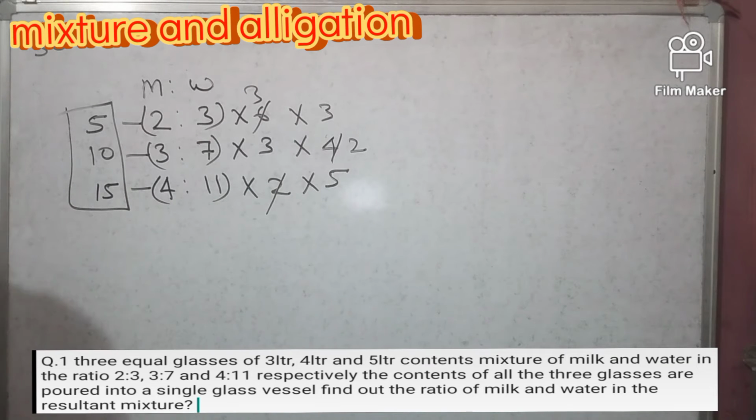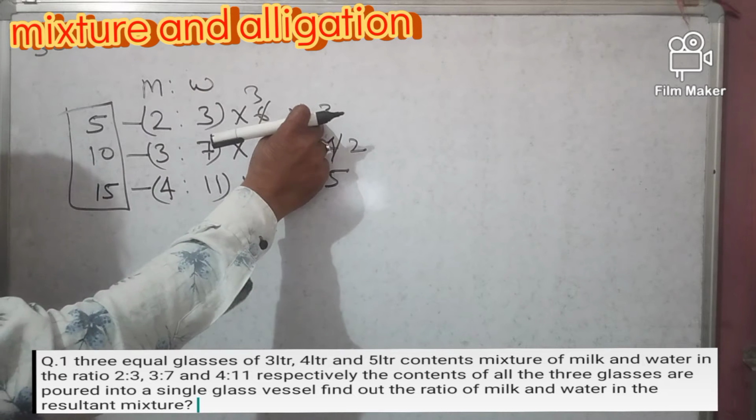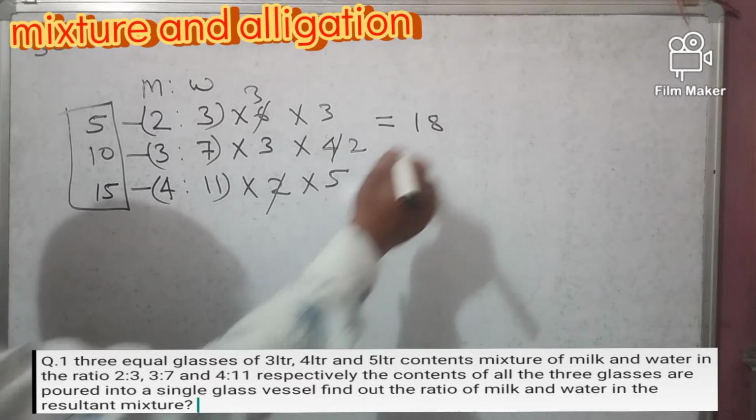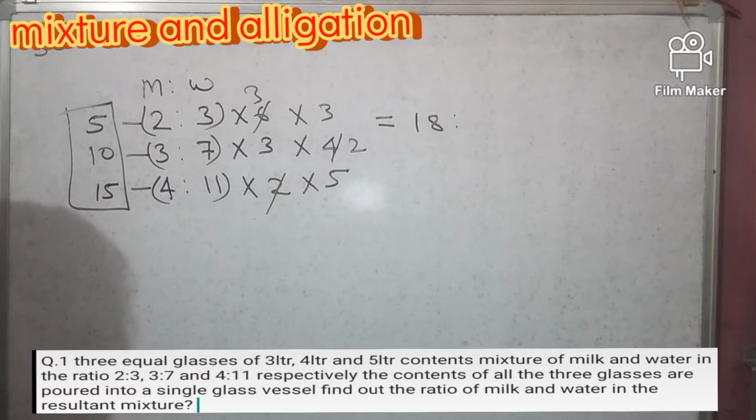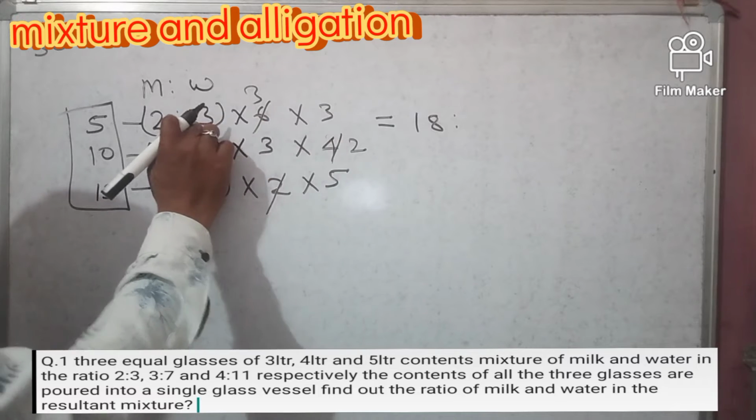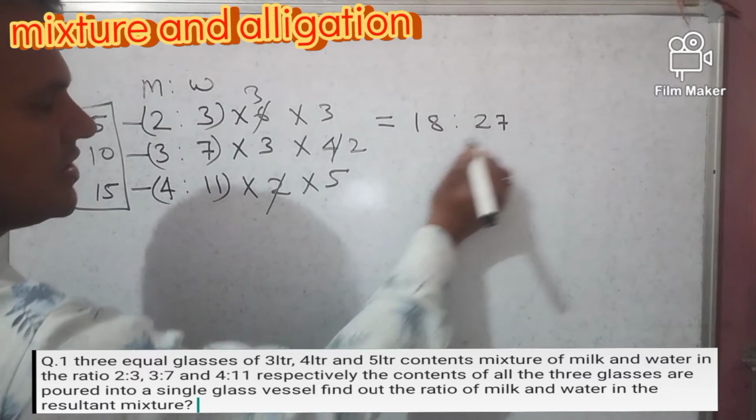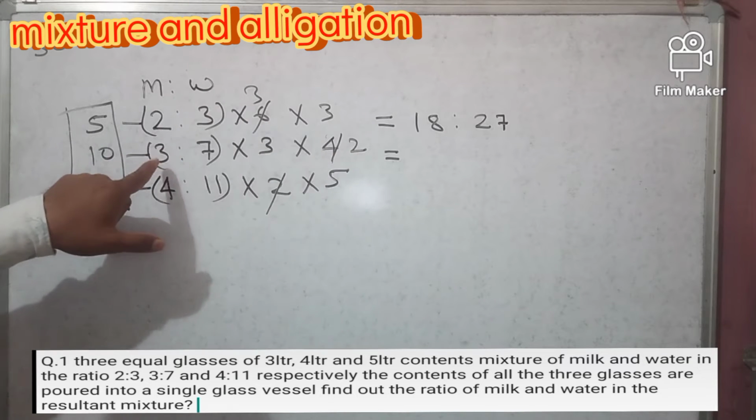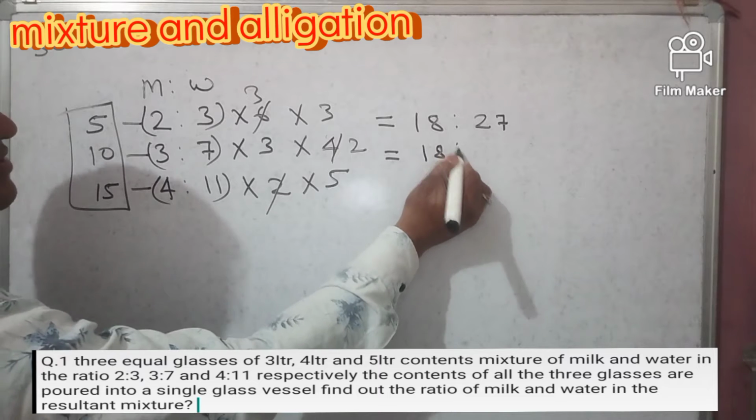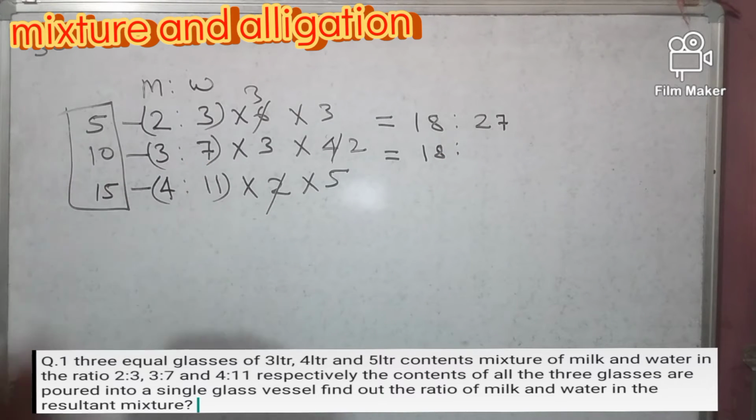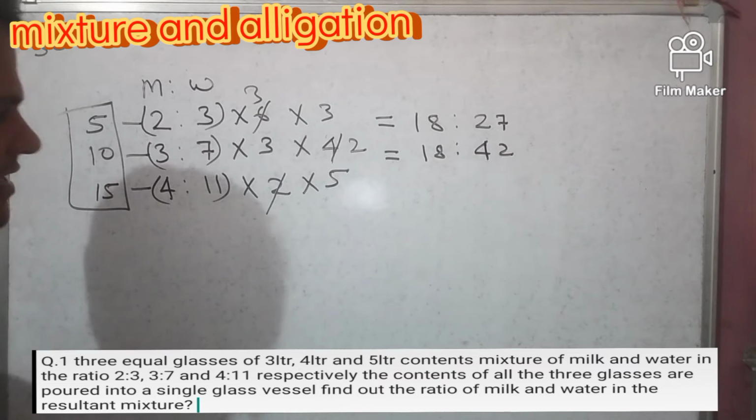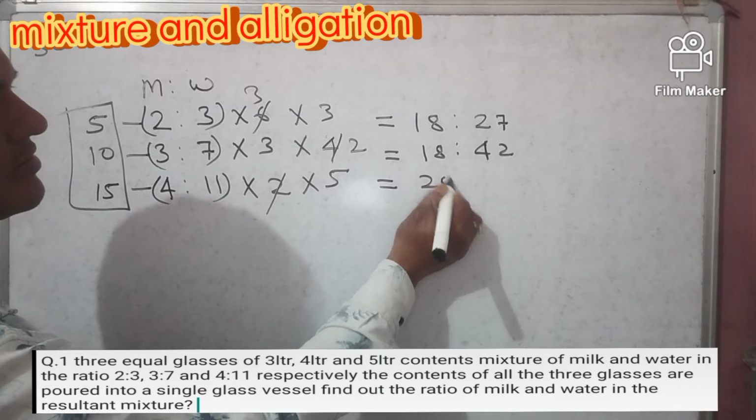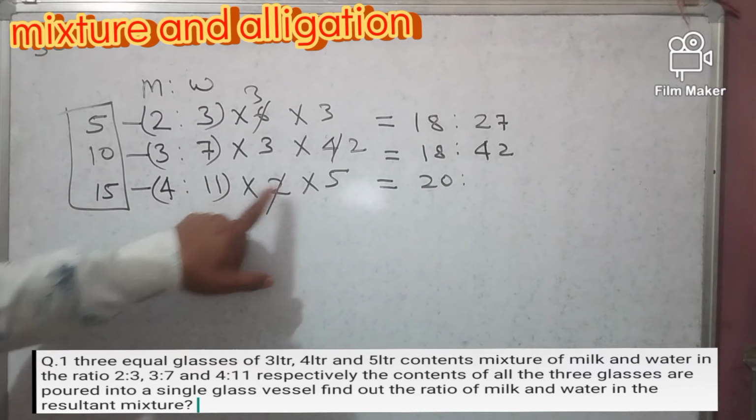Now there is no more cancellation here. So 3 into 3 is 9, 9 twos are 18. In the first glass 18 is milk, water is 3 threes are 9, 9 threes are 27, right? Now second glass 3 into 2 is 6, 6 threes are 18, 6 sevens are 42, right? Now see here, 5 fours are 20, 5 elevens are 55.